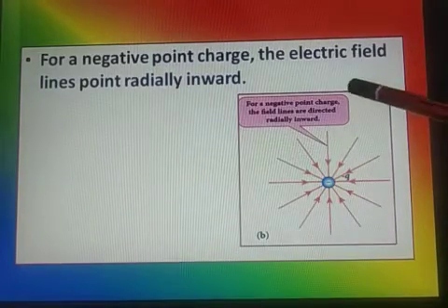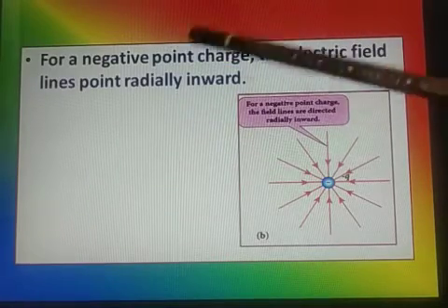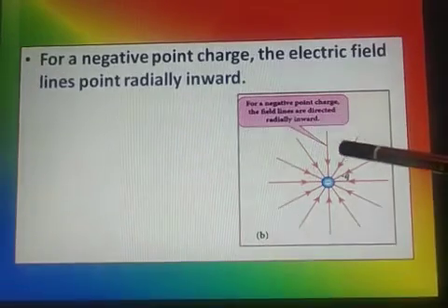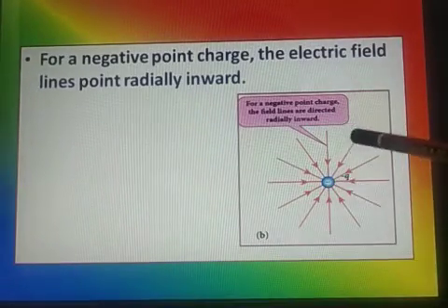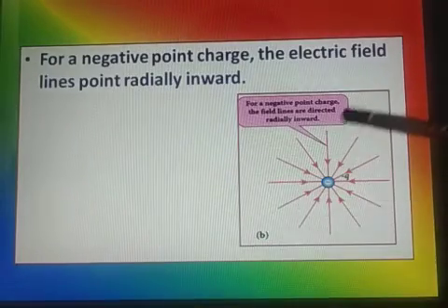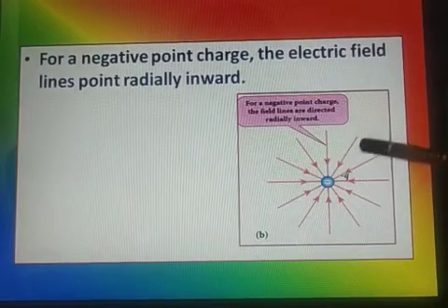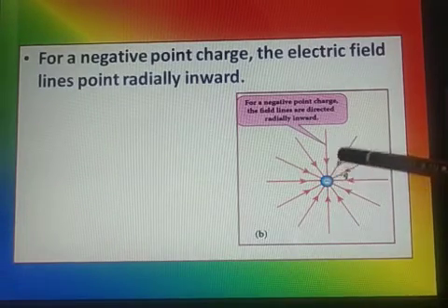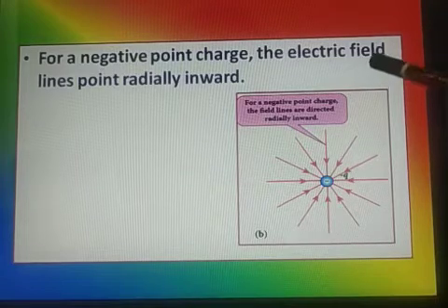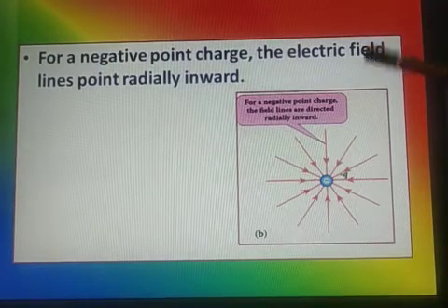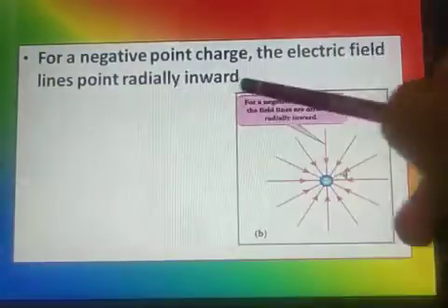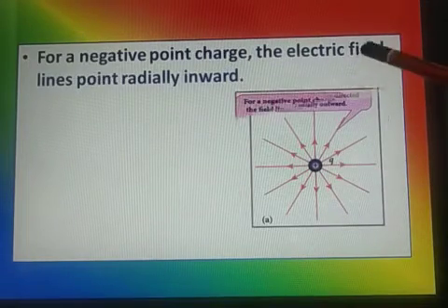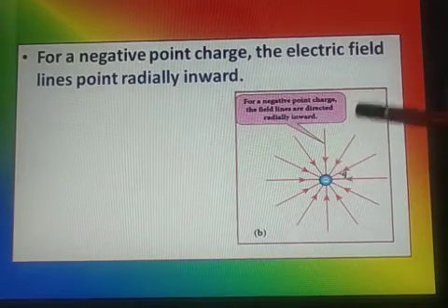And another one: for a negative point charge, electric field lines point radially inward. Look, this is a negative charge, the minus q charge kept here. The electric field lines come from infinity to the point charge. For an isolated negative point charge, the electric field lines start at infinity and end at the negative charge. It is acting radially inward. Due to a positive charge, electric field lines act radially outward. Due to a negative charge, they act radially inward.